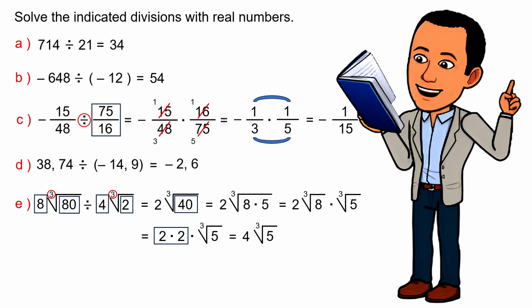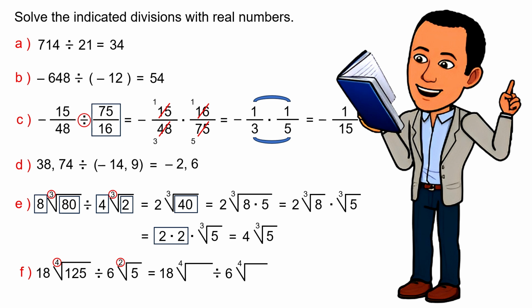And finally, literal F. 18 fourth root of 125 divided by 6 square root of 5. In the sixth case, we also have the quotient of irrational numbers but with different indexes. We will begin equaling the indexes to be able to proceed as in the previous case, and for it, we determine the least common multiple between the indexes 4 and 2, that is 4. Then it would be 18 fourth root and 6 fourth root.